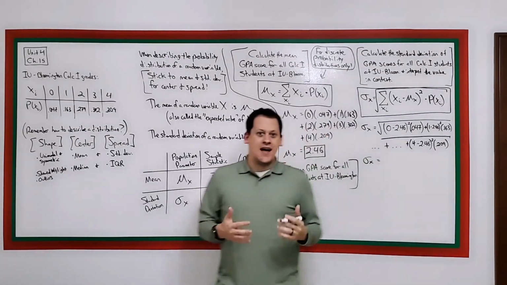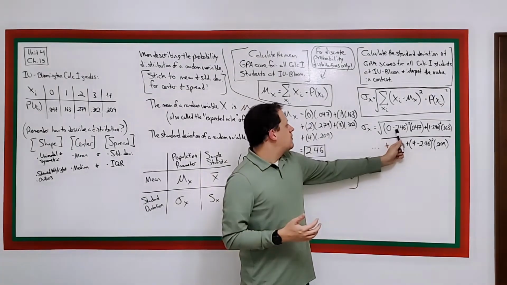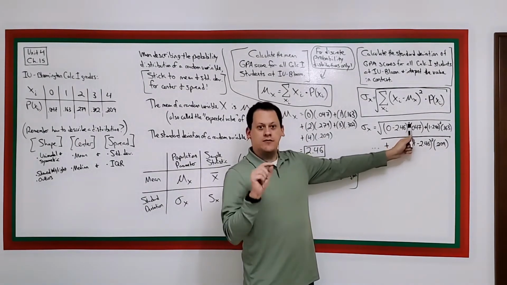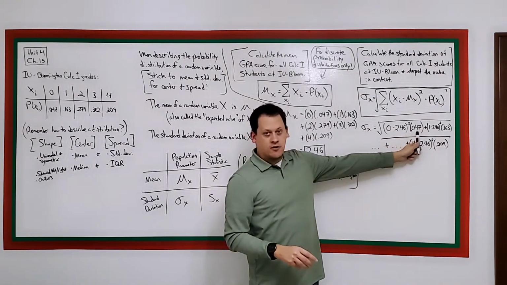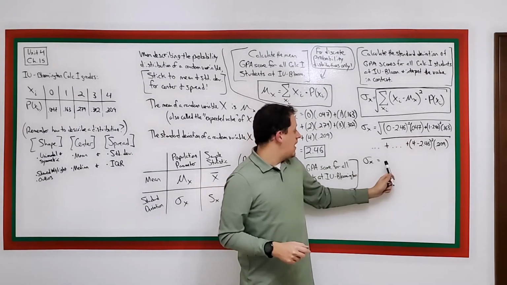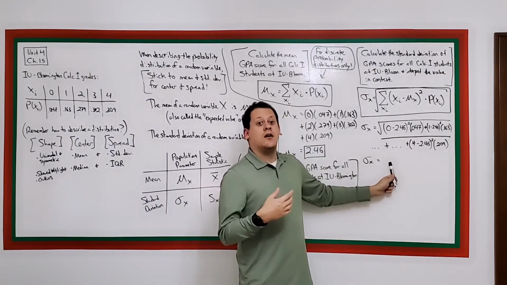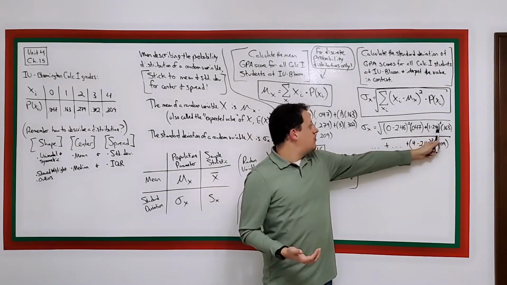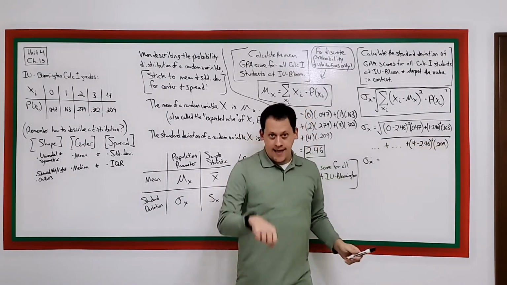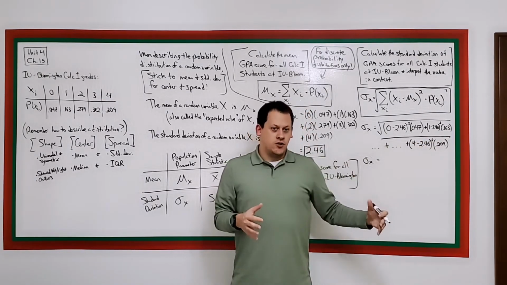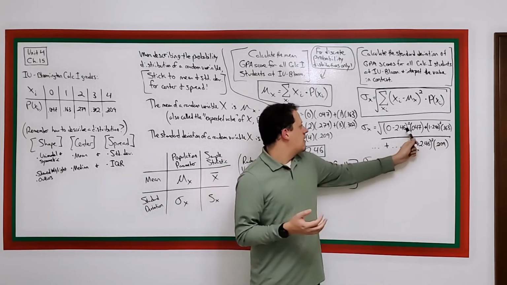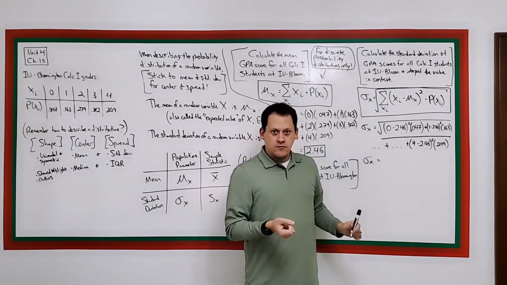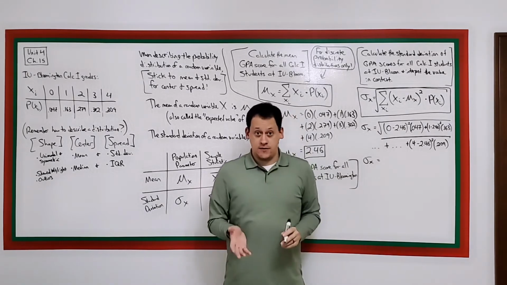But what I would do is, I would type in 0 minus 2.46 squared, enter, times 0.047, enter, and write that down. Do 1 minus 2.46 squared times 0.163, write that down. Do that for every term. You'll have 5 terms in there. Add them all up. Then take the square root at the end.